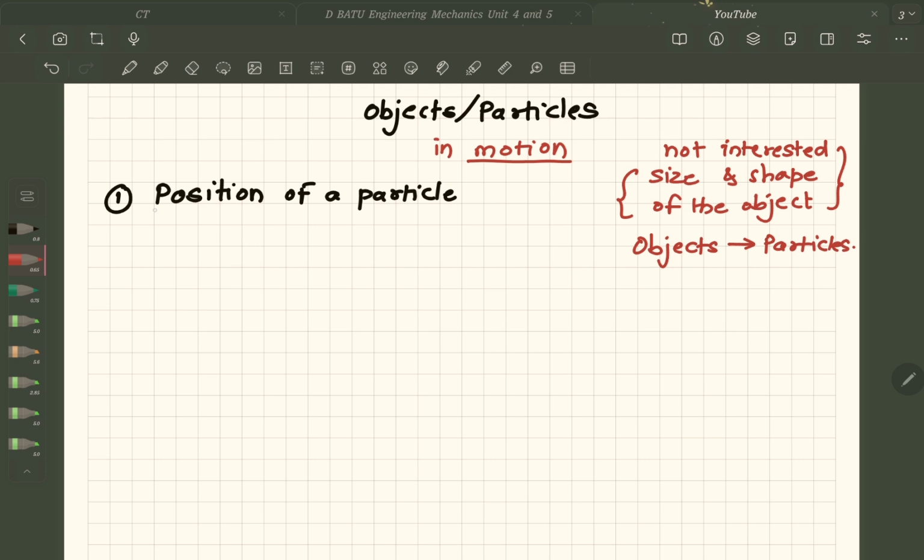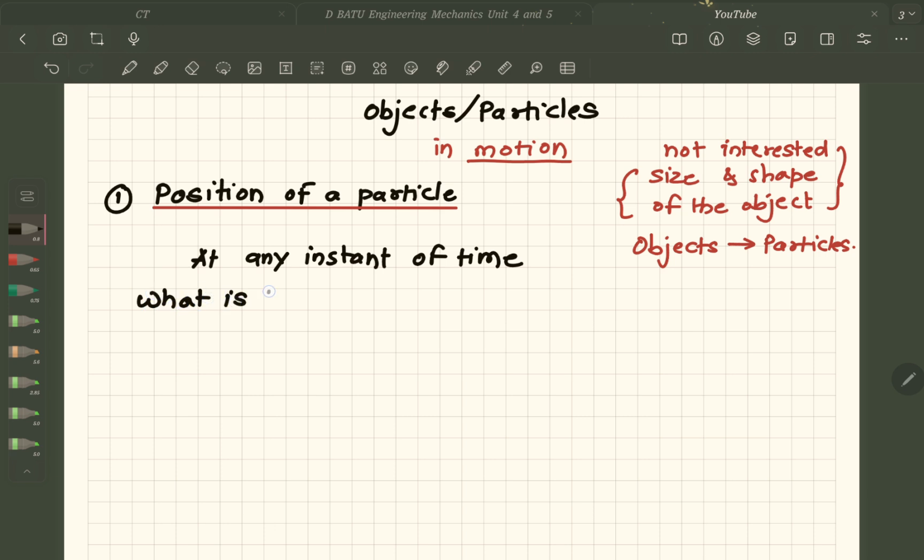So when I say the position of a particle, what does that mean? At any instant of time, what is the location with reference to a datum or origin?